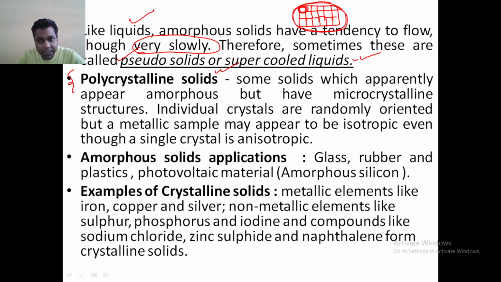So try to understand: as a whole it is amorphous, but as an individual piece it will behave as microcrystalline. The word micro has been added just because we have divided the complete amorphous part into small parts, and each of these is crystalline.